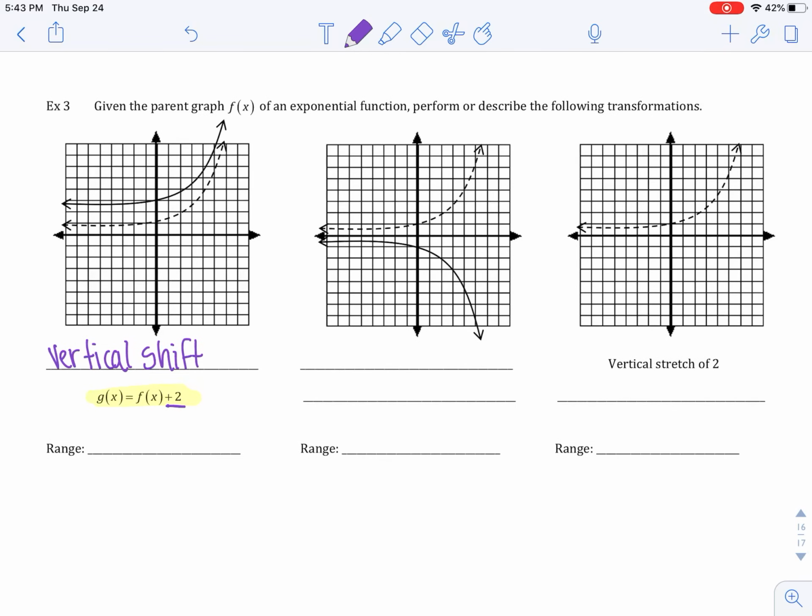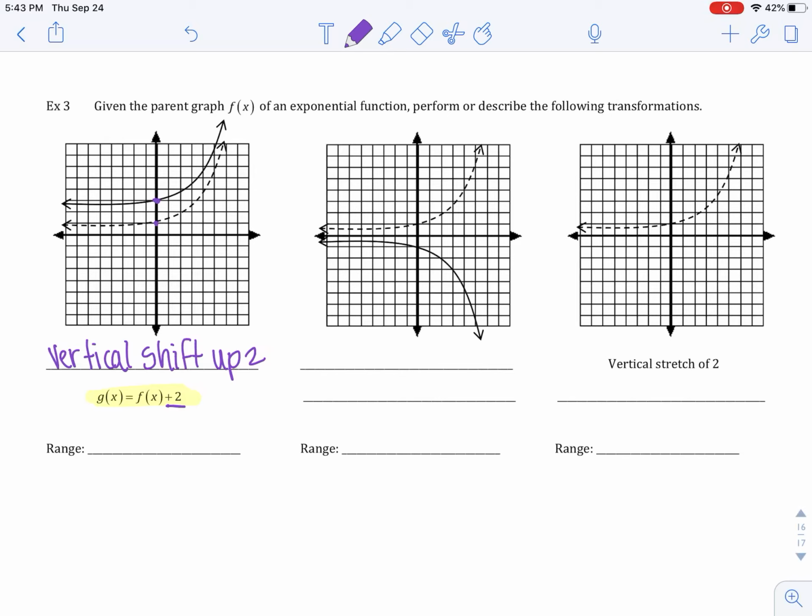Which direction? Up 2. Awesome. Okay, and then I can look at my graph. I want to make sure, yeah, it definitely went up 2. That makes sense. And now I need my range.